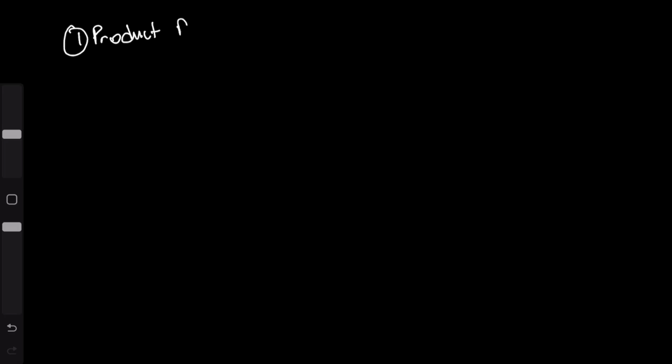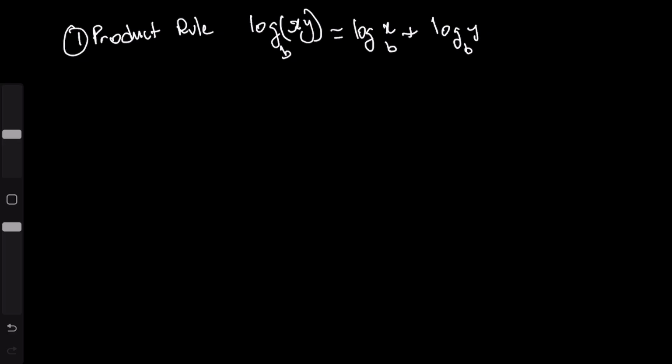We are going to learn about rules of logarithms and their proofs. First, the product rule: log xy to the base b equals log x to the base b plus log y to the base b. Let's check whether it's true or not.